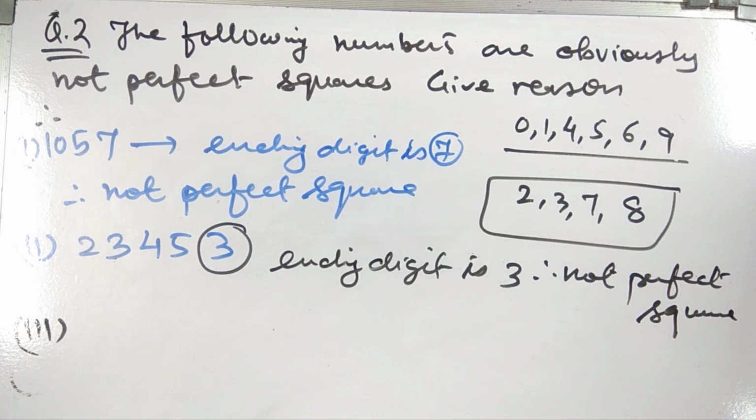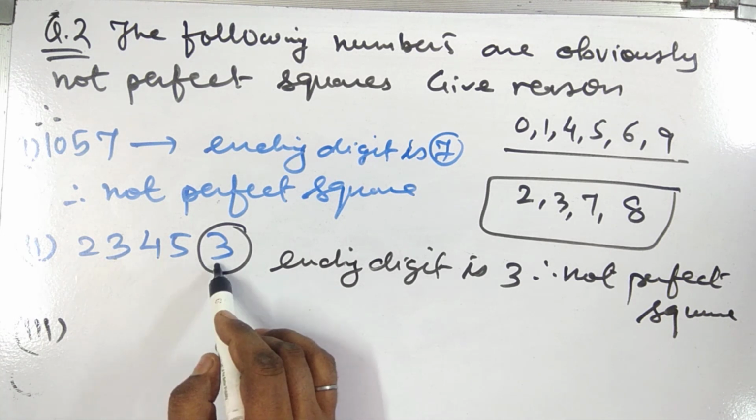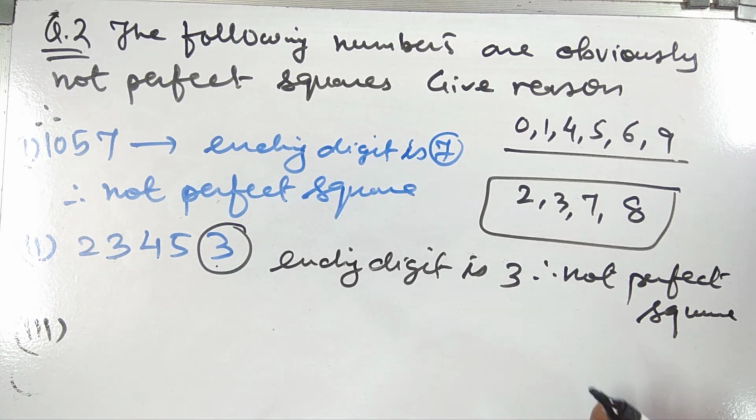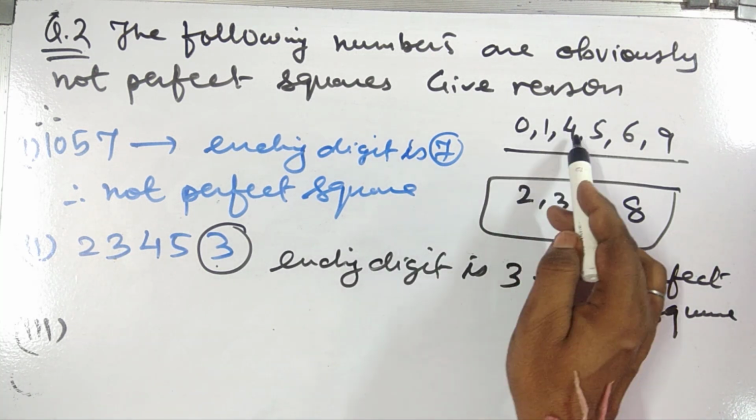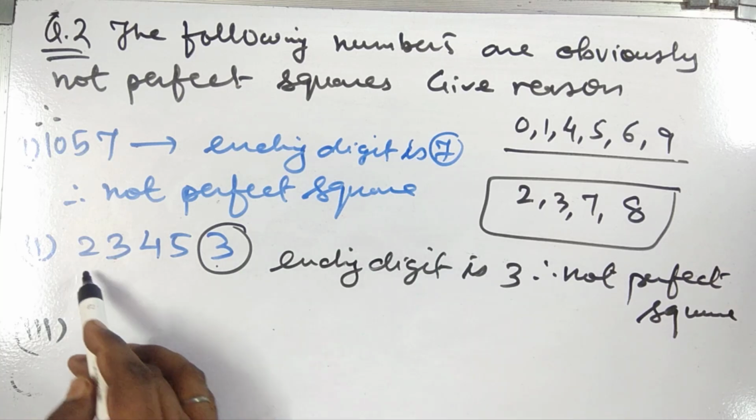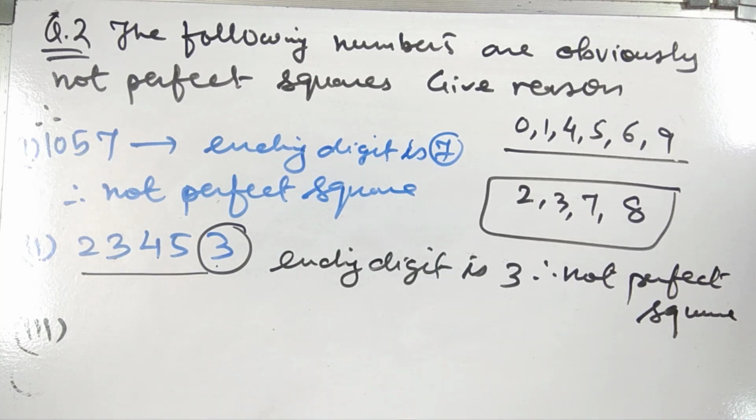Third one, students. Second one, ending digit 3, therefore not a perfect square. Otherwise, we can say, in other words, ending digit does not belong to 0, 1, 4, 5, 6 and 9. So this is not a perfect square.